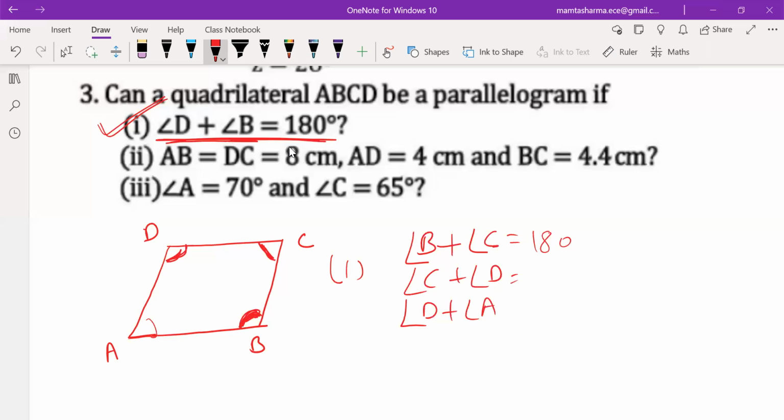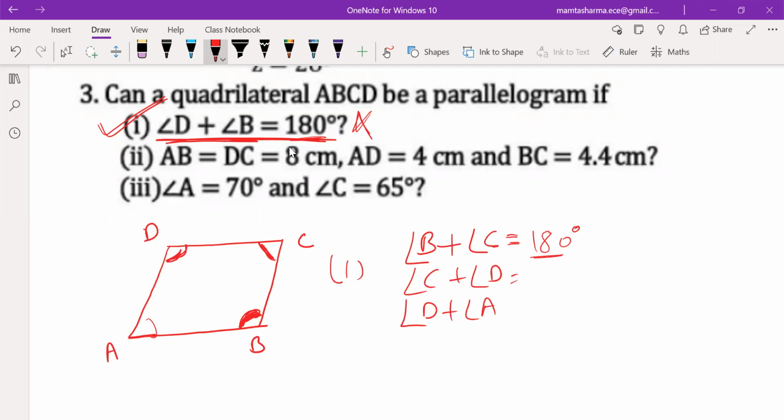So this is a wrong statement. This property is not for a parallelogram. The parallelogram property is that the adjacent angle sum should be 180 degrees. Now D and B are opposite angles. So if their sum is 180 degrees, this will not show a property of a parallelogram. So this is wrong.